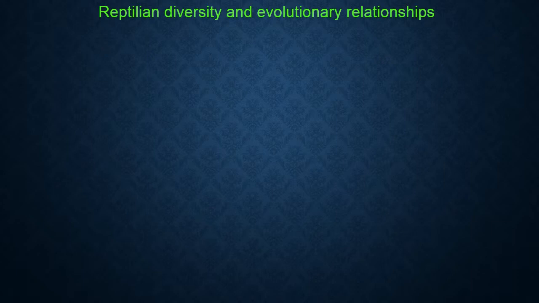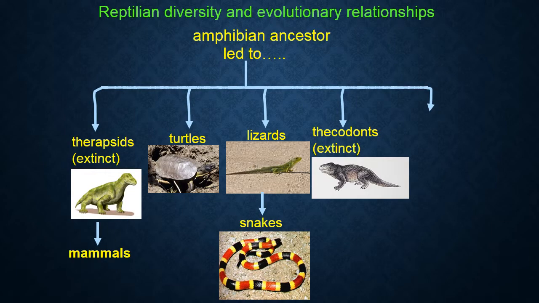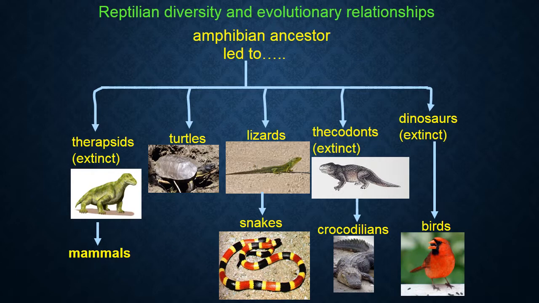Okay, so let's look at a little bit of diversity within reptiles and the relationships between them according to the theories. So we have amphibians, we think, that then led to the various reptiles. So we have our particular dinosaurs, the therapsids, that are now extinct, that were thought to give rise to the mammals. Amphibians leading straight to turtles, lizards, and lizards then giving way to snakes.